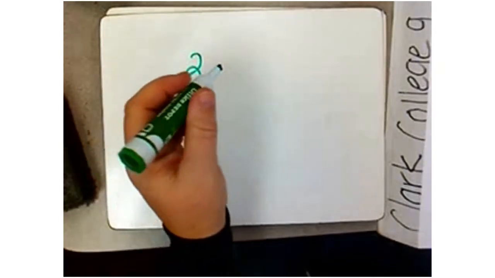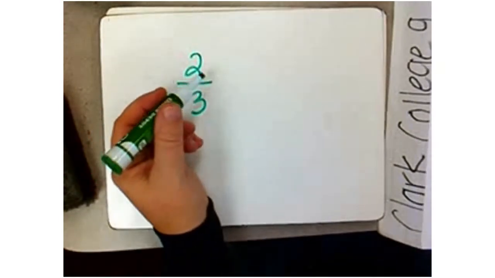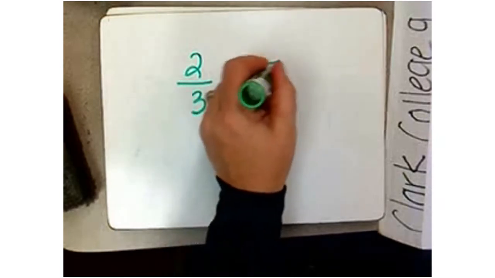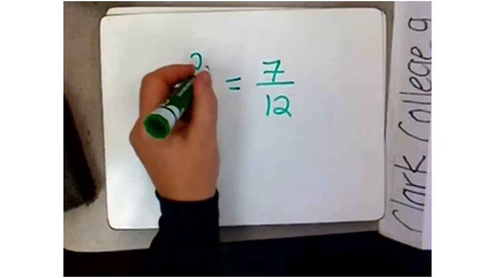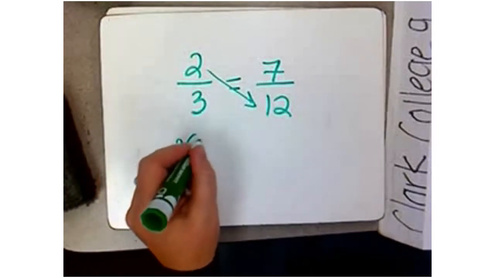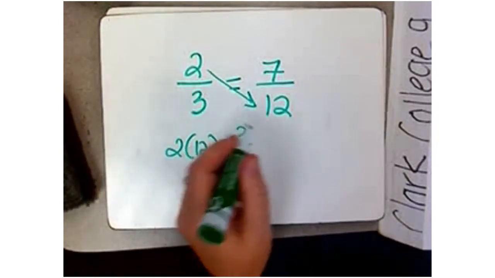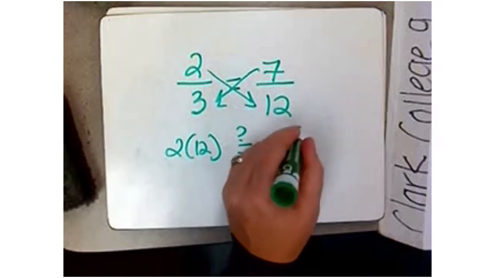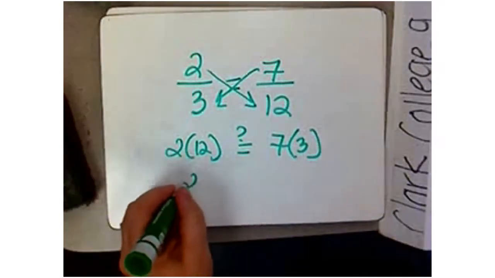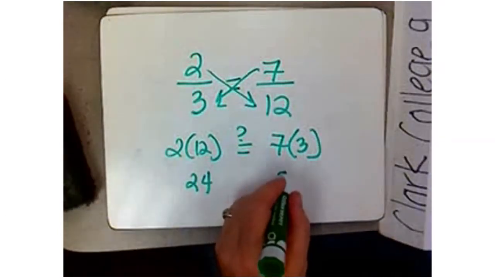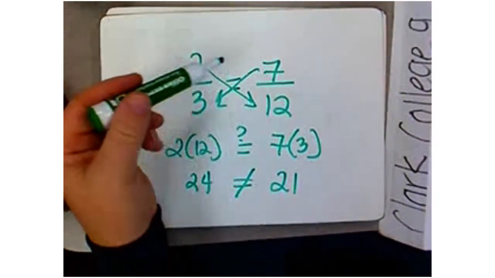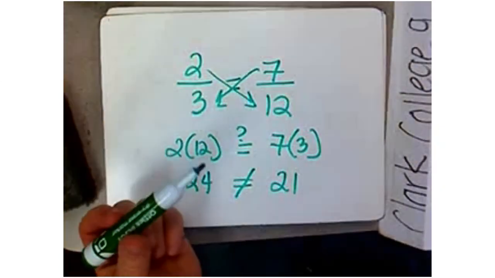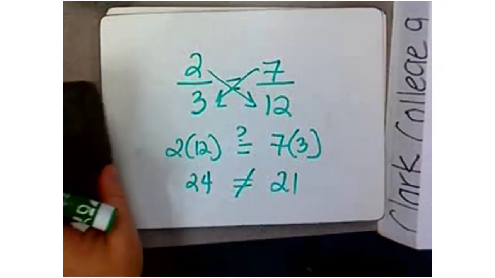Like in example 1 on page 457, 2/3 to 7/12. Is that equivalent? Well, we would go 2 times 12. Does that equal 7 times 3? Well, 2 times 12 is 24. 7 times 3 is 21. So that does not equal. Therefore, 2/3 is not proportionate to 7/12.